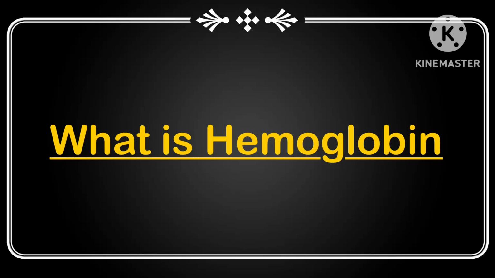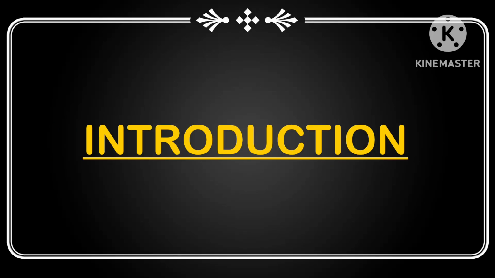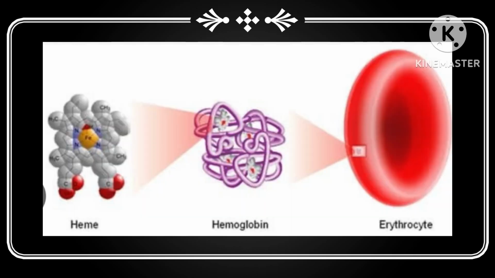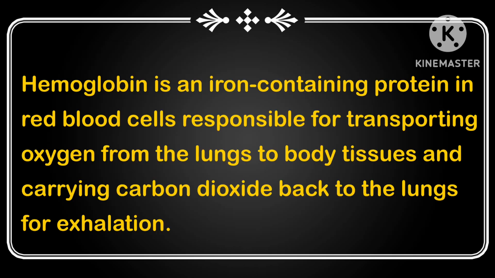What is hemoglobin? Introduction. Hemoglobin is an iron-containing protein in red blood cells responsible for transporting oxygen from the lungs to body tissues and carrying carbon dioxide back to the lungs for exhalation.